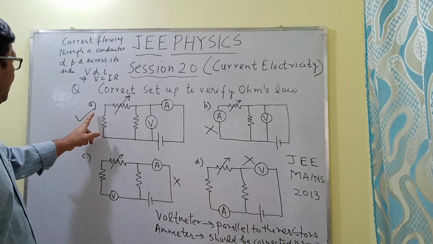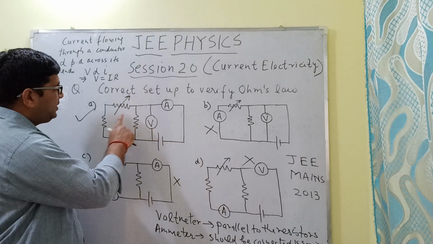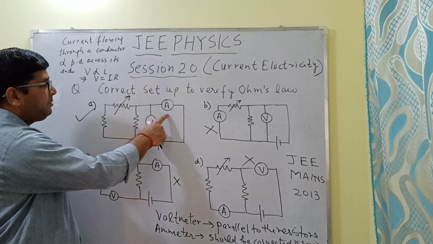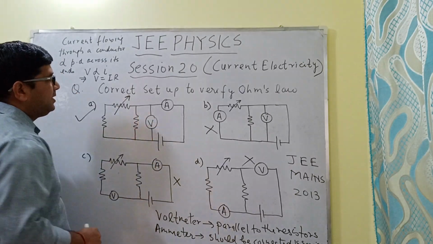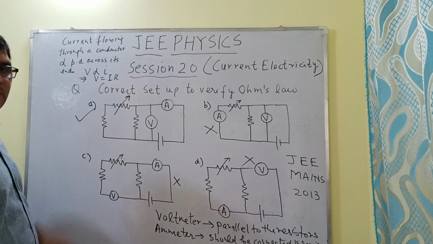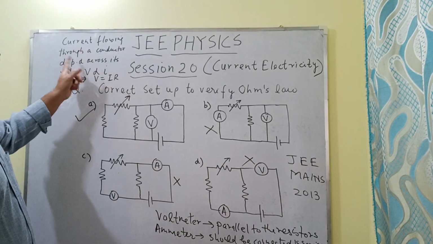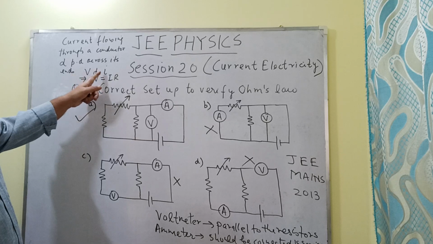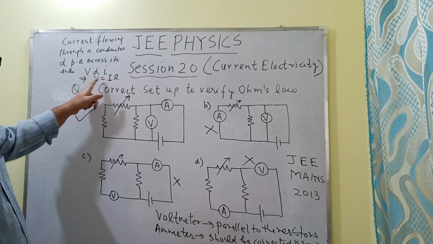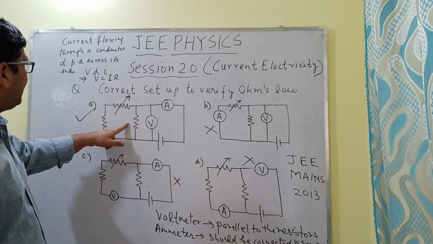The correct option is A, because here the voltmeter is connected in parallel to the resistors, and at the same time the ammeter is connected in series. So this is an easy question. The only thing is that we have to understand the basic definition of Ohm's law. That is, it states that the current flowing through a conductor is directly proportional to the potential difference across its ends. Since V is directly proportional to I, V is equal to IR, where R is a constant which we call the resistance of that conductor.